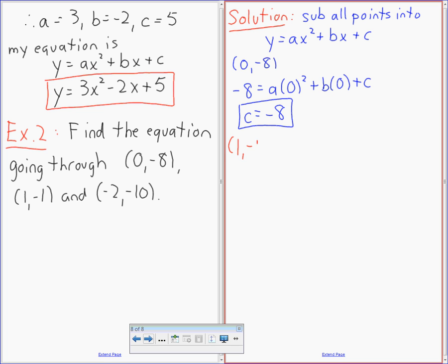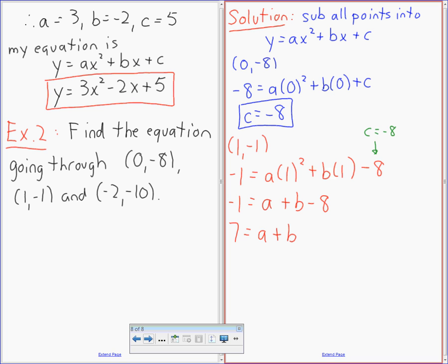Alistair, you're going to do the next point, which is going to be 1, negative 1. Alistair, what's the y value, please? Good, negative 1. What are the x values? 1. So I'm going to say a times 1 squared plus b times 1 minus 8. Alistair, before I pass this on, where did you get the minus 8 at the end? Okay, good. This is because, again, c equals negative 8 from above. All right, Jessica, what's 1 squared? Good, just a plus b minus 8. We're going to move that over, and I'm going to say 7 equals a plus b.